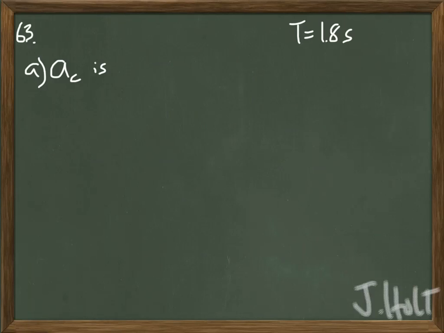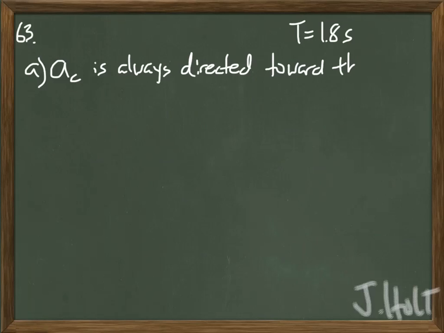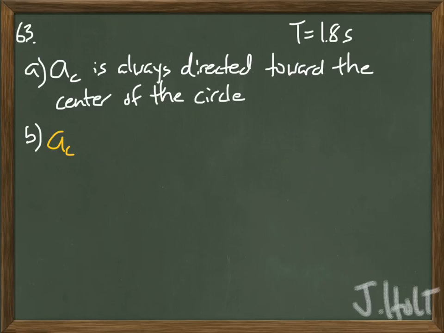Alright, so what are we trying to find out? The direction of acceleration. The direction of centripetal acceleration is always directed towards the center of your circle. In this case, it's a turntable. So the centripetal acceleration is directed towards the center of the record, or of the turntable, or whatever your circle is. Okay?